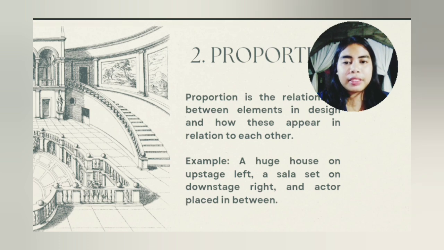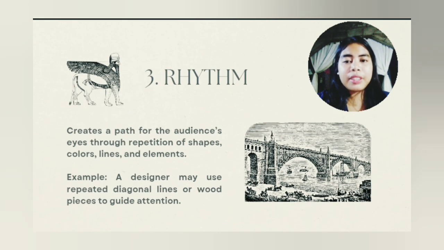Let's proceed to the rhythm. Rhythm creates a path for the audience's eyes through repetition of shapes, colors, lights, and elements. So rhythm is like visual music, repeating patterns that guide how our eyes move on stage. For example, a designer may use repeated diagonal lines or wood pieces to guide attention.